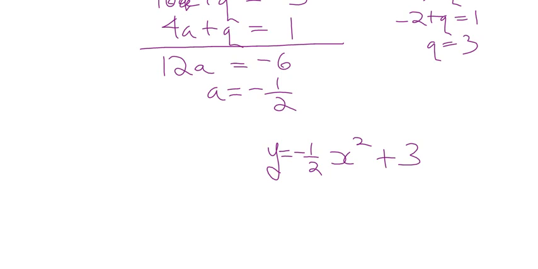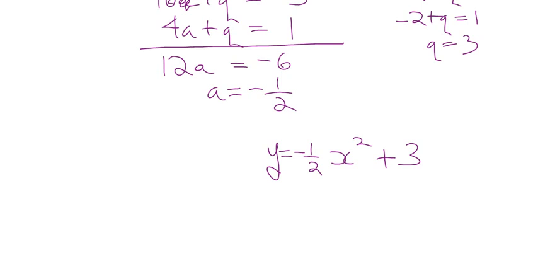Now, how would you verify that? Well, you could put in the x value of 2. 2 squared is 4, times negative 1/2 is negative 2, plus 3 is 1. So that gives me the point (2, 1). And I want the point (4, -5). Put a 4 in there. 16 times negative 1/2 is negative 8, plus 3 is negative 5. So it works for both equations, and we have our information.